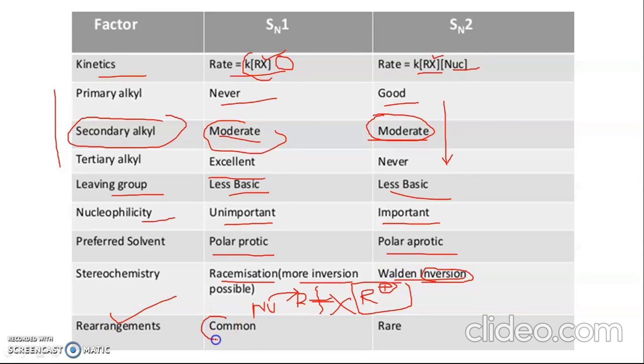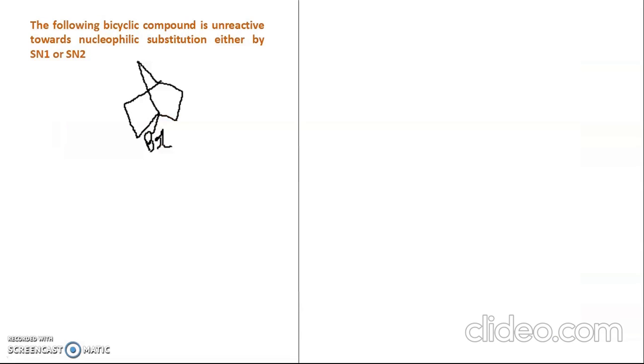Rearrangement is very common for SN1 but not for SN2. Why? Because rearrangement is possible only for a carbocation intermediate, and a carbocation intermediate is involved only in SN1. So that is why rearrangement is observed. That is all about the main differences between SN1 and SN2. Now come to the problems.